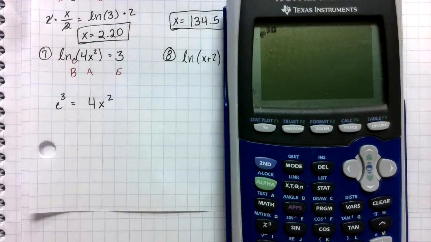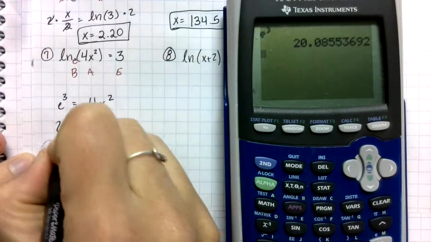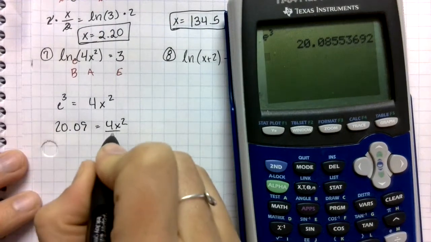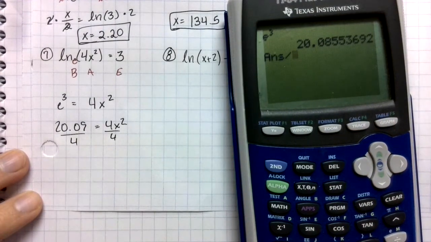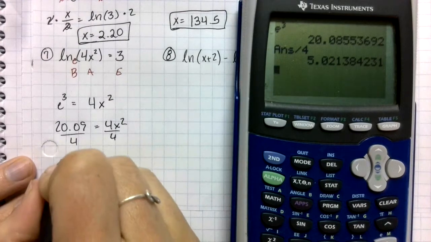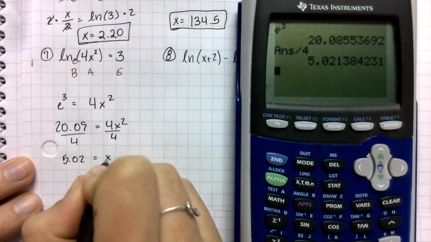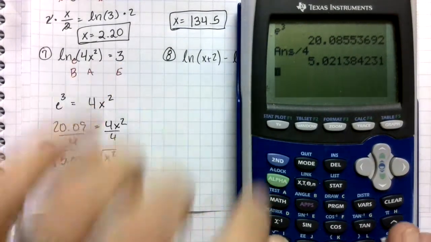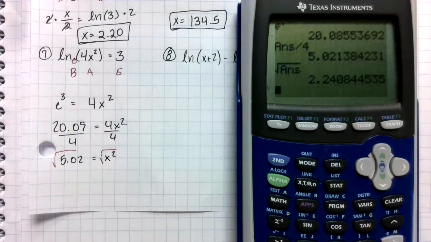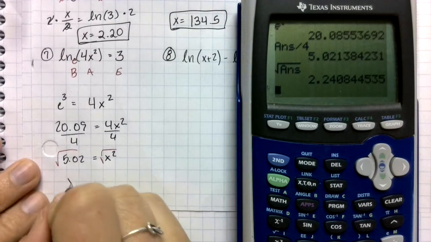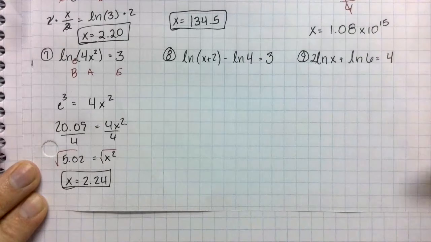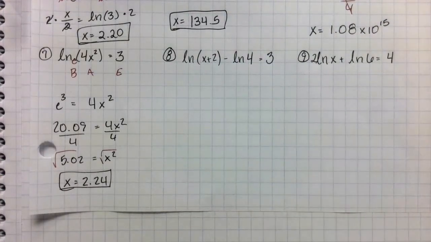So I'm going to do e to the third. So I've got about 20.09 equals 4x squared. The next thing that I have to do is divide both sides by 4. So keeping that in my calculator, I'm going to divide. So 5.02 equals x squared. To get rid of a square, hopefully we remember we have to take a square root. So in my calculator, I'm going to take the square root of the answer. So I have x equals 2.24.